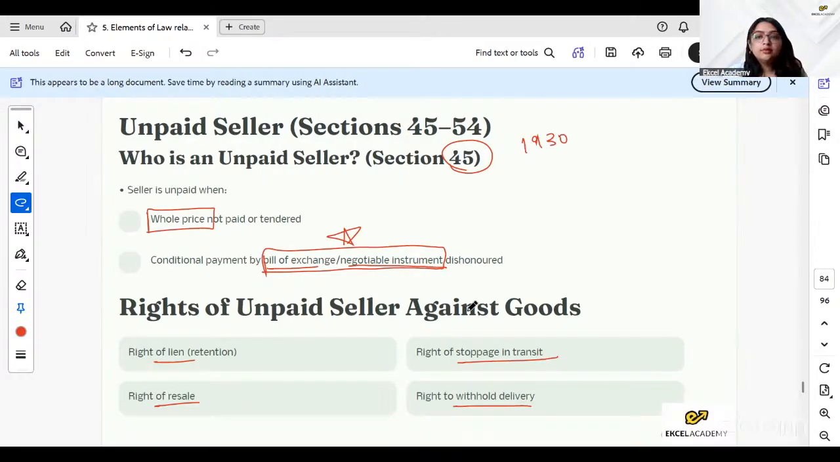All right. So the law protects the unpaid seller. That is, if the buyer has not paid the amount to the seller, then the seller can have a lien. That is, they can retain the products, stop the products in transit, either resell it or even withhold delivery.